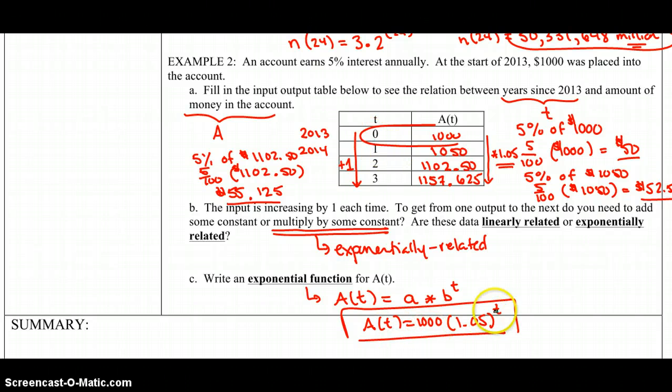So you can try it. We can plug in 0. We'll get 1,000 times 1, which is 1,000. When you plug in 1, we're going to get 1,000 times 1.05. And we'll see that that comes out 1,050. And then for the next one, if we take 1,000 times 1.05 to the second power, we will get this 1102.50, and so on.